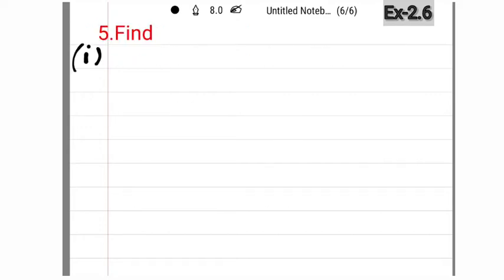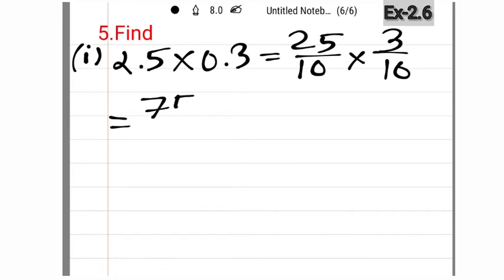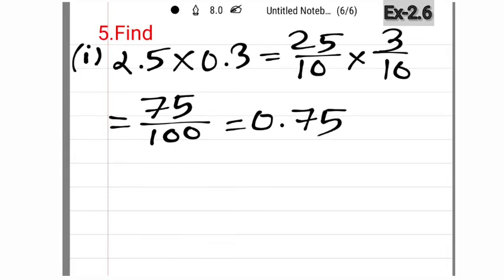Question number 5. Find bit I. 2.5 into 0.3. First we will convert this into fractions. 2.5 will become 25 by 10 into 0.3 will become 3 by 10. We can simply multiply both the numerators. 25 threes are 75 upon 10 tens are 100. Now we will convert it into decimal. It is 0.75. I have simply done all the numbers.